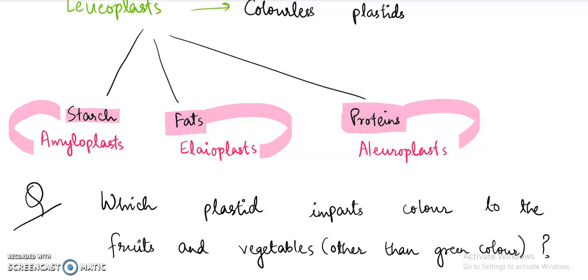I'm asking about a plastid that imparts colors to the fruits and to the vegetables that are other than green color. Okay. The students who will be giving answer to this question in the comment section, their name will definitely be spoken in the upcoming videos.